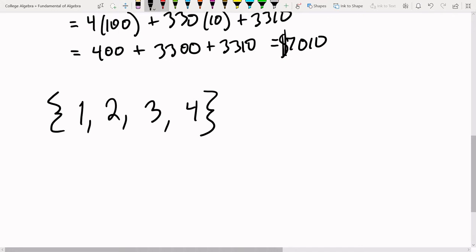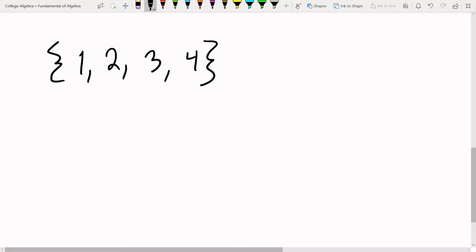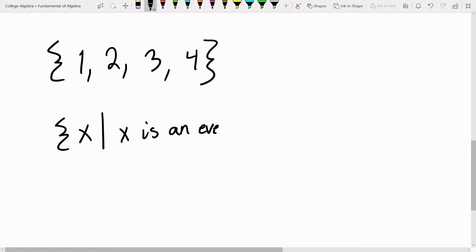And these curly braces on the sides here, this is how you know we're talking about sets versus other kinds of quantities. So this is the list method, where we actually list out the elements. We can also talk about a set using set builder notation. And that's something like this: the set of all x such that x is an even number. So that's a set builder, meaning you can use this to build a list.